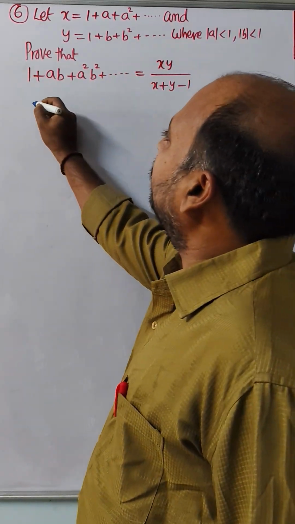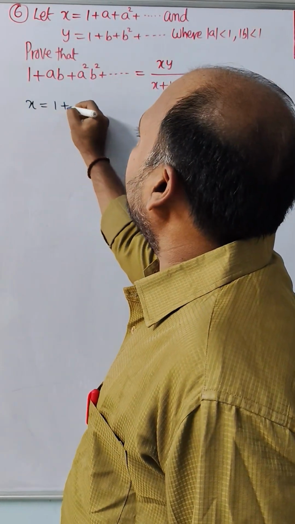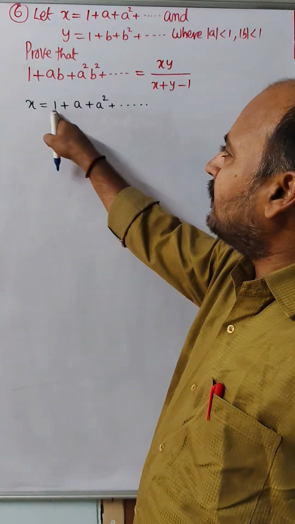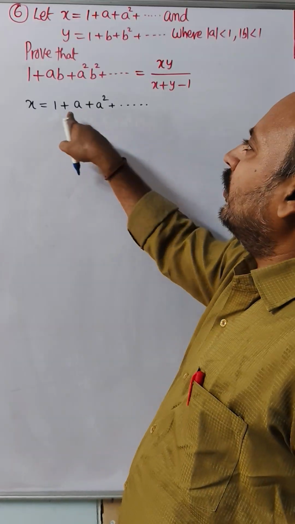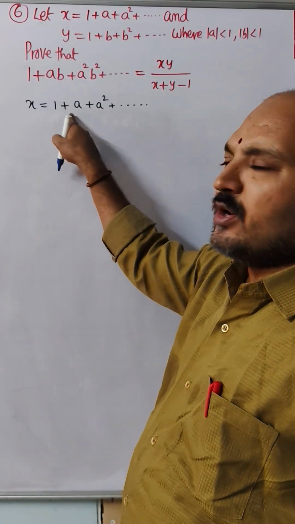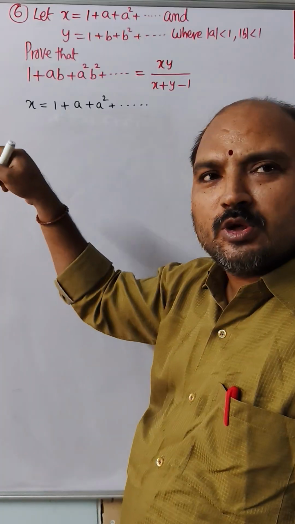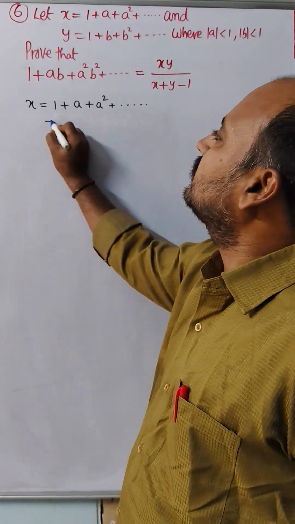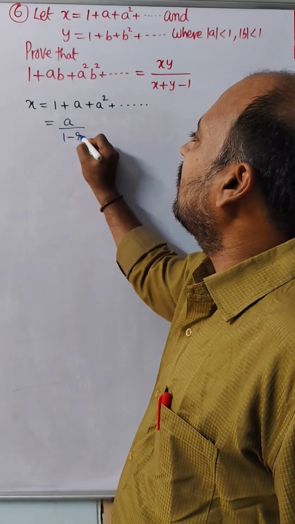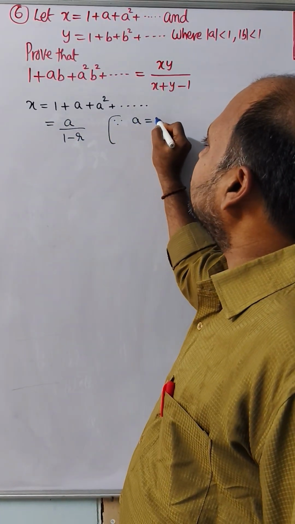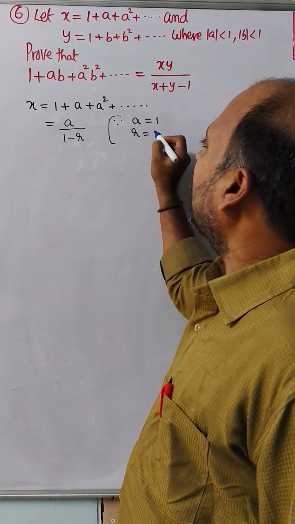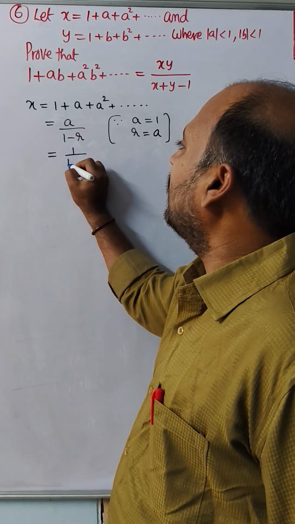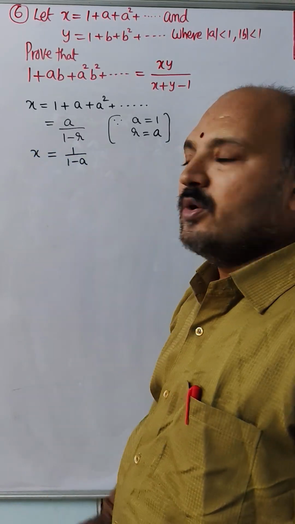Given x is equal to 1 plus a plus a square and so on. By observing this x value, the first term is 1 and the common ratio is a only. T2 by T1, T3 by T2 and so on. So this is a sum to infinity. Sum to infinity formula is A by 1 minus R. Here A is the first term, equal to 1. Common ratio R is equal to T2 by T1, that is equal to a. Substituting, A value 1, so x equals 1 by 1 minus a.